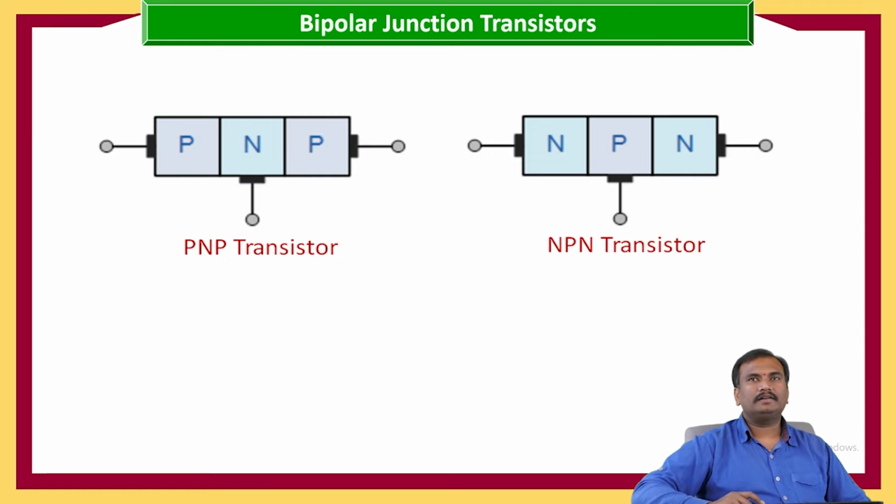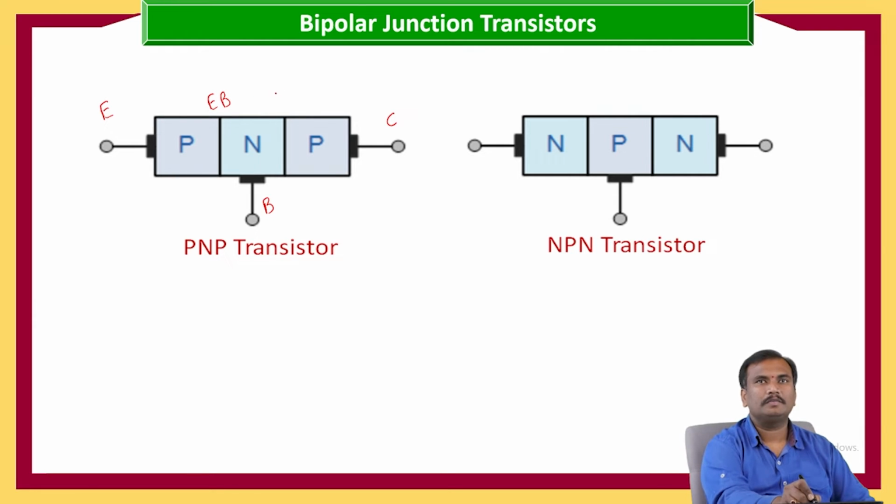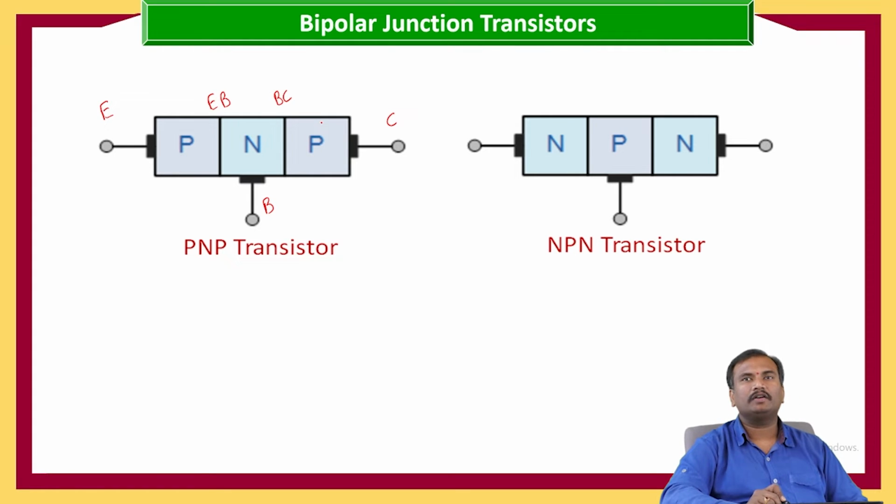And this is the way how we are going to have the PNP and NPN transistors. This is emitter, base, collector. This is the emitter base junction. This is the base to collector junction. Two junctions we are going to have in the transistors, and three layers which we are going to have in the transistors.